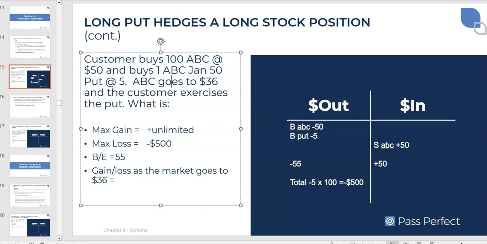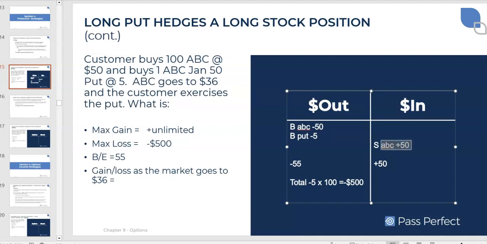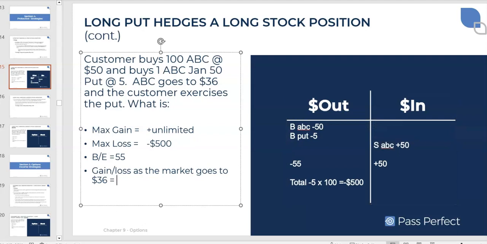Having trouble sometimes stating what the question is stating. Right now, this particular question says ABC goes to 36 and the customer exercises the put. Well, by exercising the put, he uses his right to sell ABC stock at $50 a share. Even if the market goes to $36, he can still exercise his put and get out of it at $50. That's minus 500. So again, that's the worst case scenario. You can still get out of it at $50 a share.